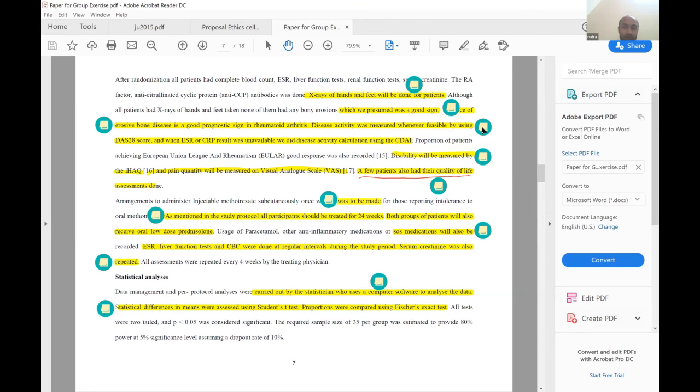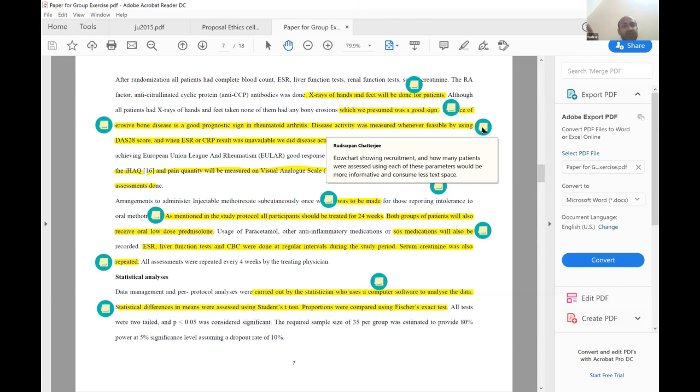So here the outcome measures that have been mentioned are DAS28, ESR or CRP. Again, I would prefer exact numbers of how many patients had DAS28, ESR, CRP available, and for how many patients it was not available and a CDI was done. The authors have just mentioned that it was done in this manner, but not the exact numbers. Again, a flowchart would be a better way to represent this.